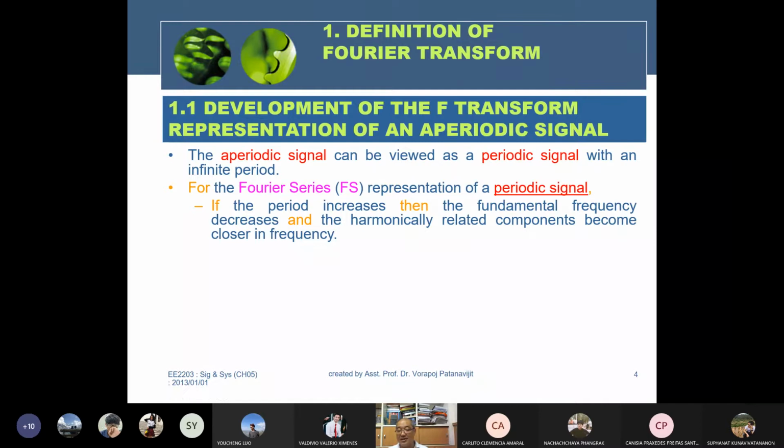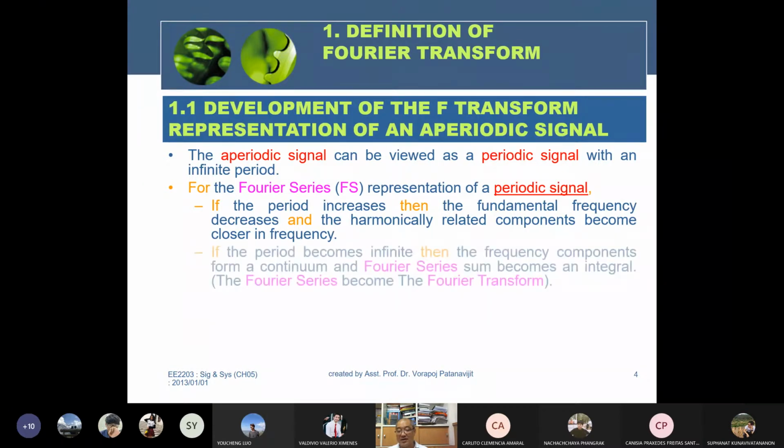For the Fourier series representation of a periodic signal, if the period increases, then the fundamental frequency decreases and the harmonically related complex exponentials become closer in frequency. Therefore, if the period becomes infinite, then the frequency components form a continuum, and the Fourier series sum becomes an integral instead.